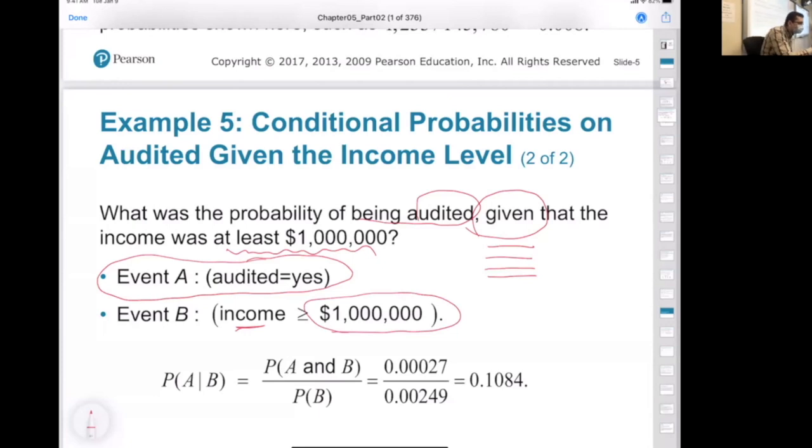So what is the probability of A given B? Because this is what we need to find. What is the probability of being audited, A, given B, the income was at least 1 million? So apply the rule. The probability of A given B is the probability of A and B divided by the probability of B. So we will return to our table to find the probability of A and B.